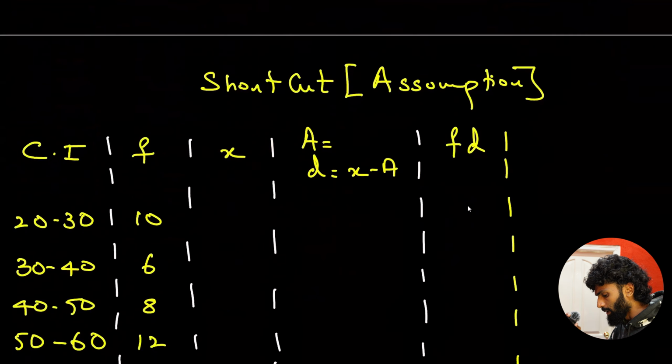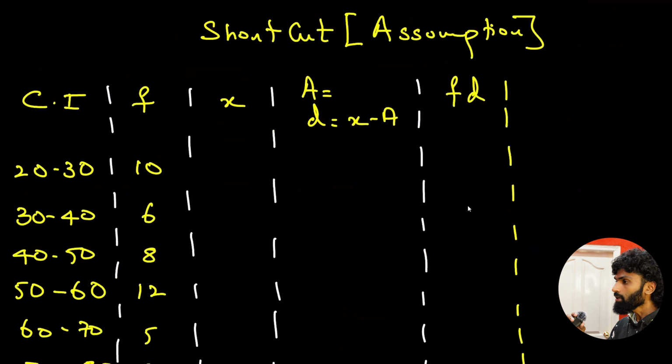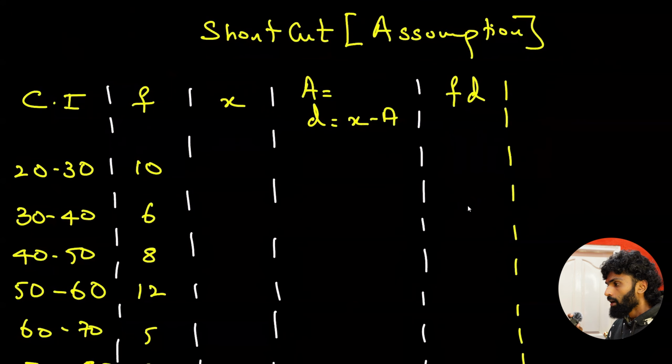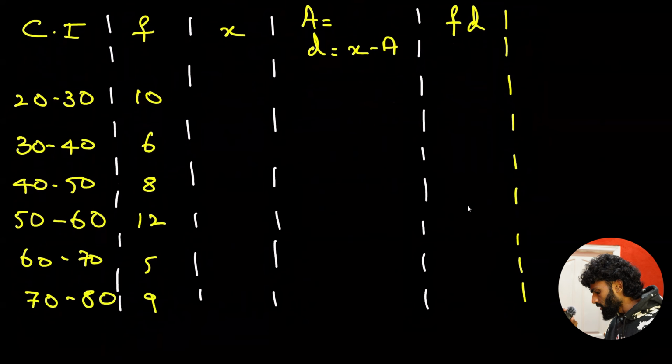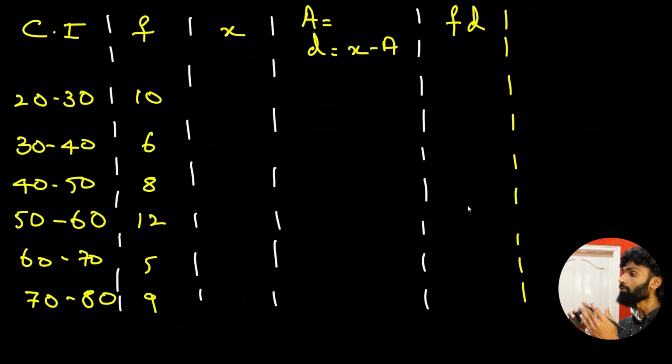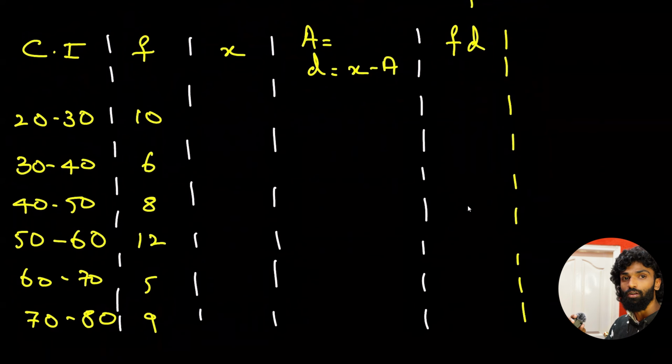Now let's go to shortcut method. See, shortcut method is where we start assuming things. It's called the assumed mean. If you look at this right now, the same concept. They've given me Ci, they've given me f. But if you see the number of columns, it is one extra. If you look at the last column here, it says fd, just like your bank FD.